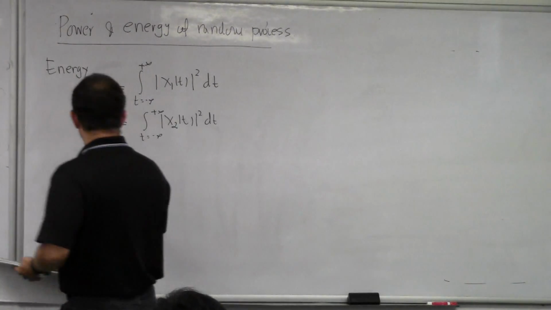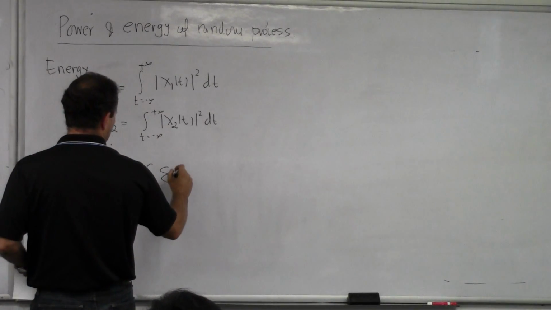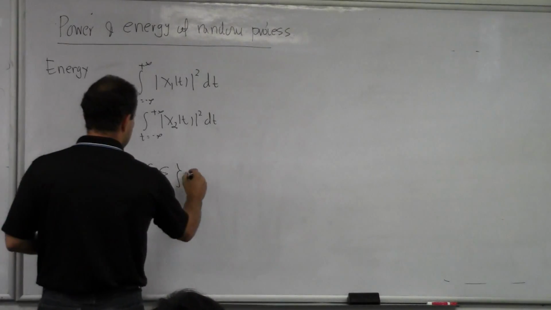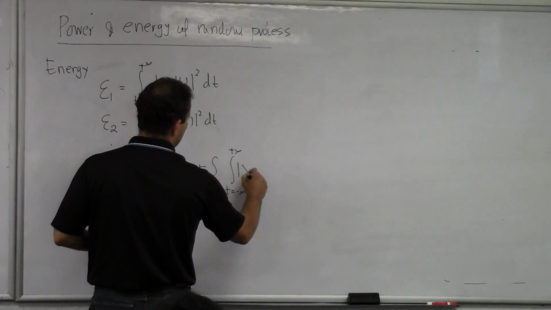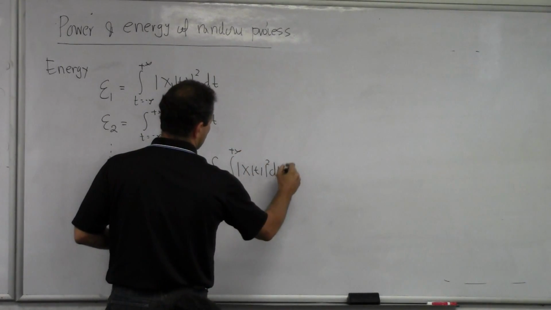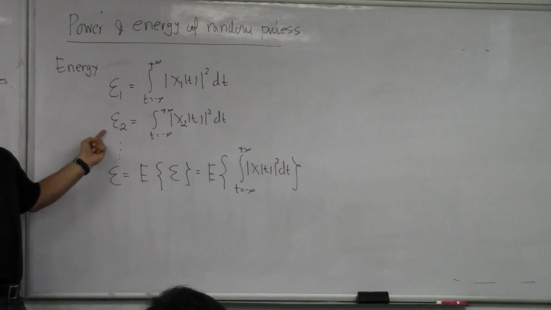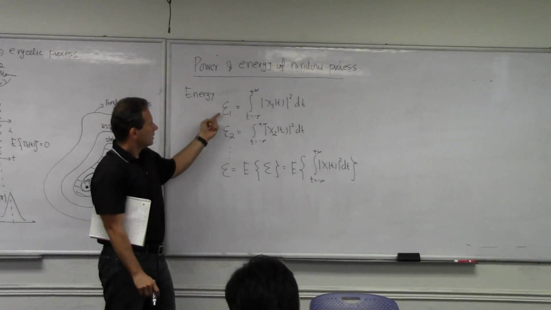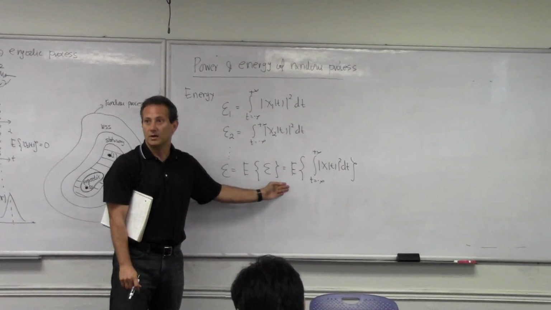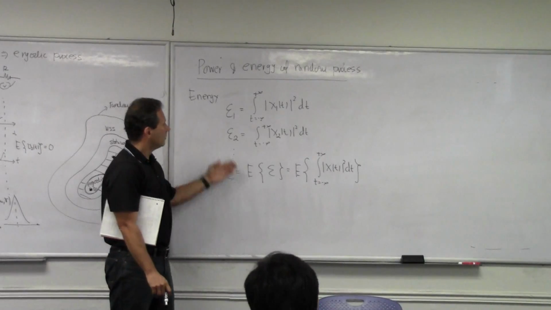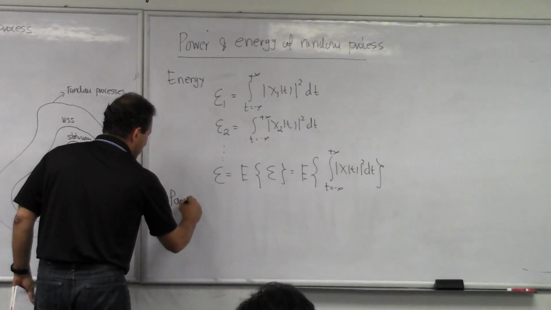Well, the energy of the process is going to be defined as the expected value of this random variable energy here, which is the expected value of the integral when t goes from minus infinity to plus infinity of the magnitude of x(t) squared dt. Now, if the signal is ergodic, then all of these will give you the same values. So for ergodic signals, I don't have to do this averaging across all possible realizations. A single realization will be sufficient to determine what the energy of the signal is.